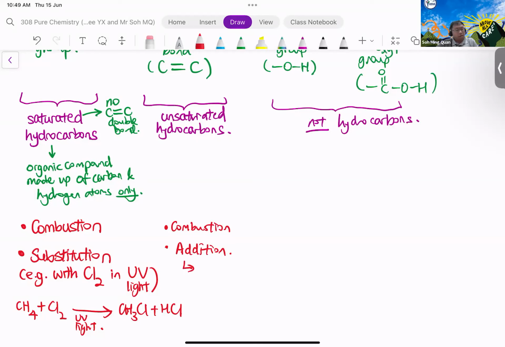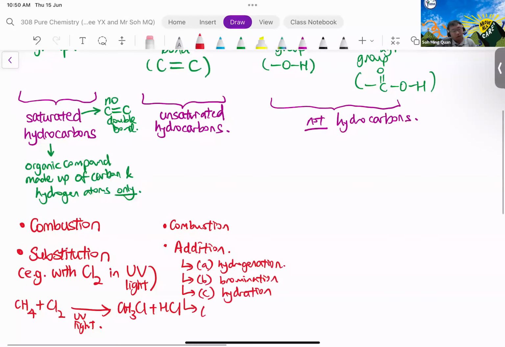Because addition, there are basically a number of additions possible. The first one is hydrogenation, where you add hydrogen. Second one is bromination, where you add bromine. Third one is hydration, where you add steam. The last one is addition polymerisation, where it adds to itself. Okay, so there are 4 different types of addition, but they are all considered addition.